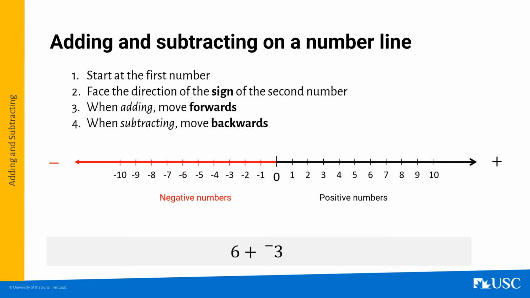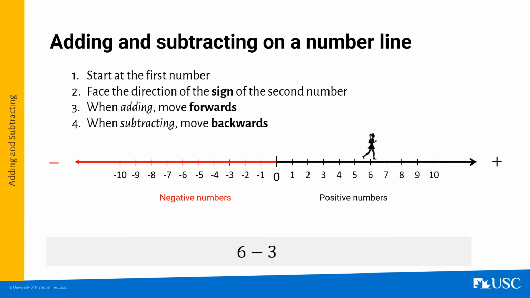Now try 6 plus negative 3. We start off at 6. Our second number is negative, so we'll have to turn and face the negative direction, move forward 3 places, and our answer is, of course, 3.